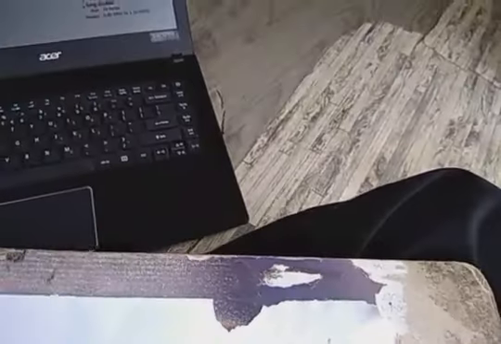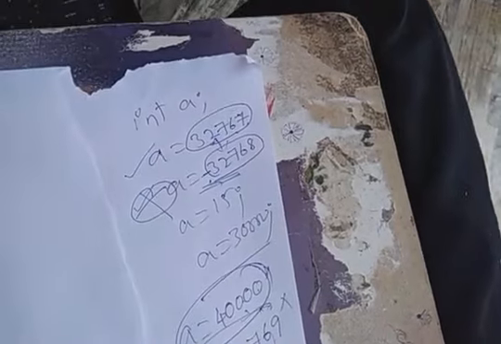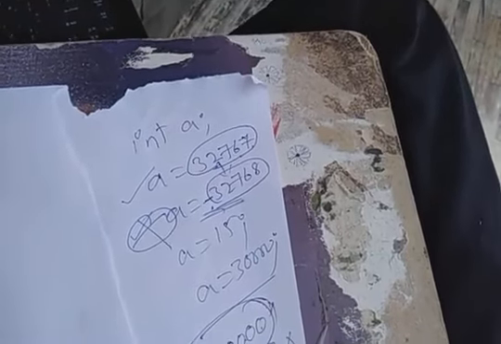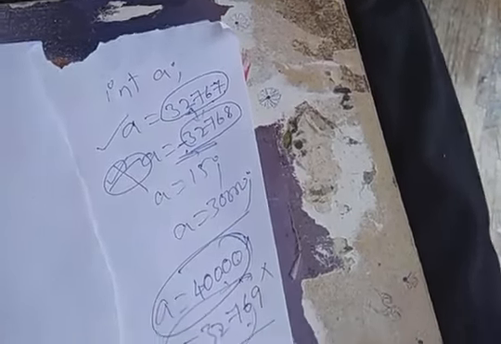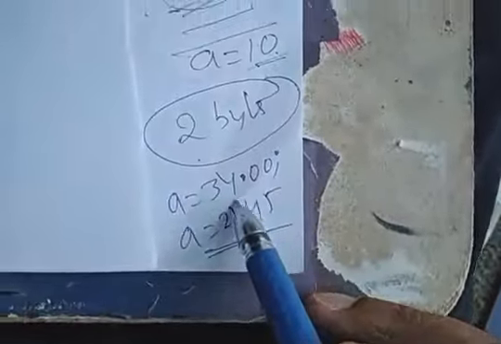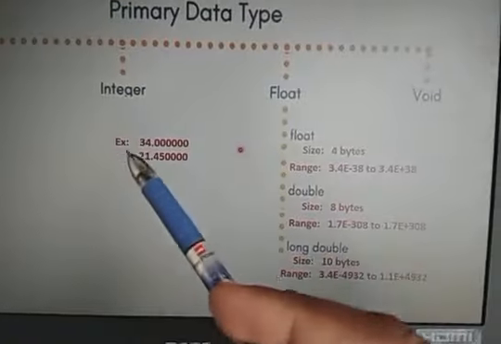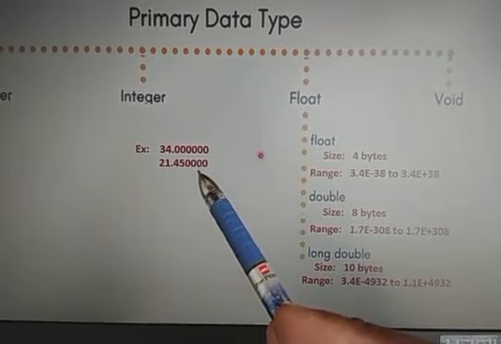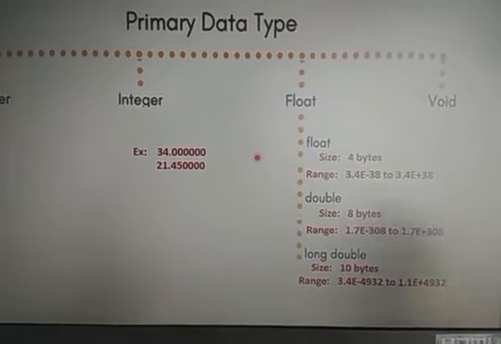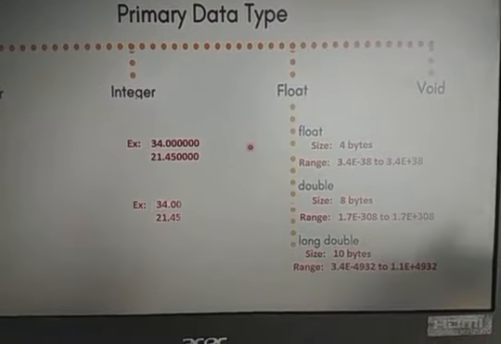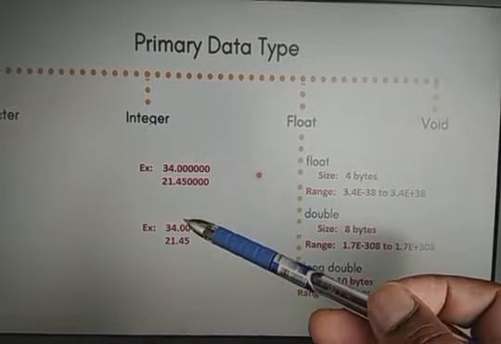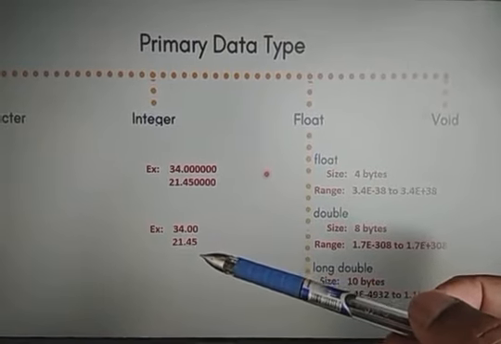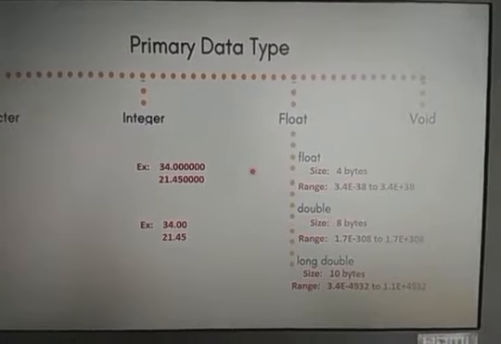For example, I give a equals 34.00 or a equals 21.45. I have given these two values, but the output is displayed like 34.000000, 24.450000. This is called a float. 6 decimal places will be considered. But whenever we go for double, for the same 34 that we are giving, only 2 decimals will be taken in the double, 34.00, 24.45. This is about the floating point data types.